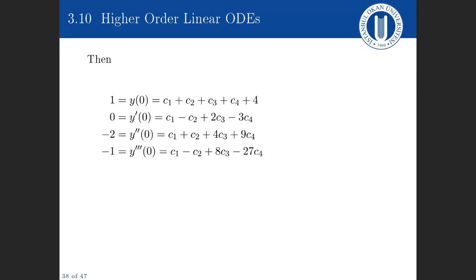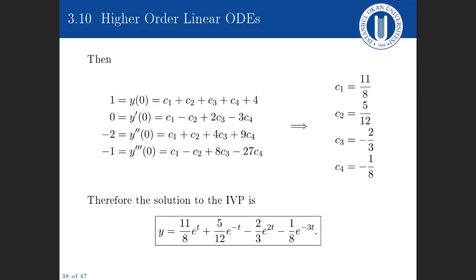Then we need to find the constants. So we start with the initial conditions, set t equal to 0, and solve this linear system to find the constants. Yes, it's more work, but there's nothing new here. And then we can write down the answer. Exactly the same ideas as from before.